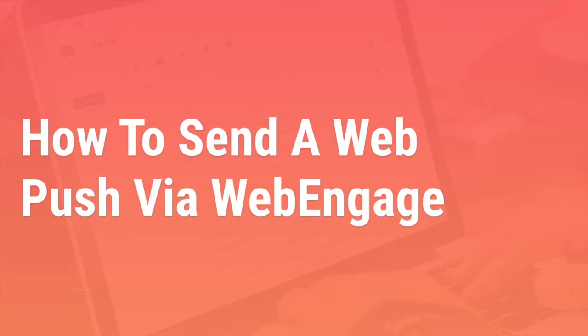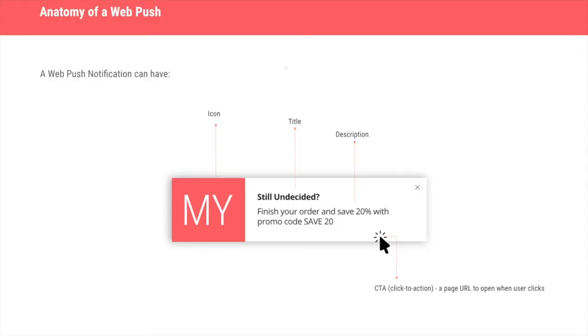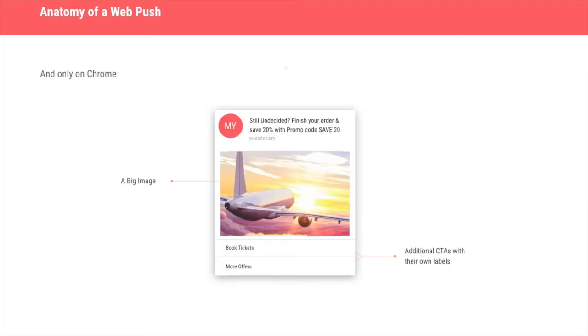on WebEngage. Now we'll come to how you send web push notifications via WebEngage. So what all can a web push notification have? It can have an icon. You can define an icon for every notification. You can specify the title. You can specify the description, and you can of course specify a click to action, which is a page URL which opens up when the user clicks on the notification. And this is only on Chrome. You can also have a big image that comes out below your description, and a set of two additional CTAs with their own labels.